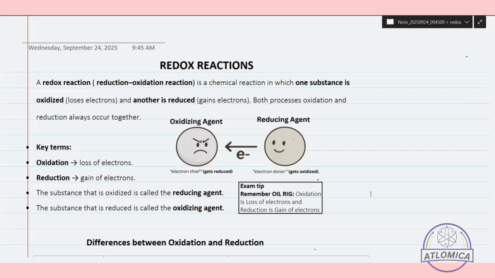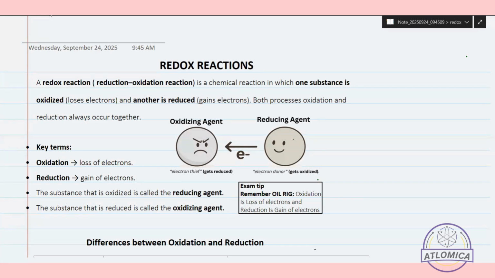Hello. Today in this video, we are going to have an overview of the chapter redox reaction. So what is a redox reaction basically? A redox reaction, that is also reduction and oxidation reaction, is a chemical reaction in which one substance is oxidized, meaning that substance loses electrons, and another is reduced, meaning another substance is gaining electrons. So both processes, oxidation and reduction, always occur together.